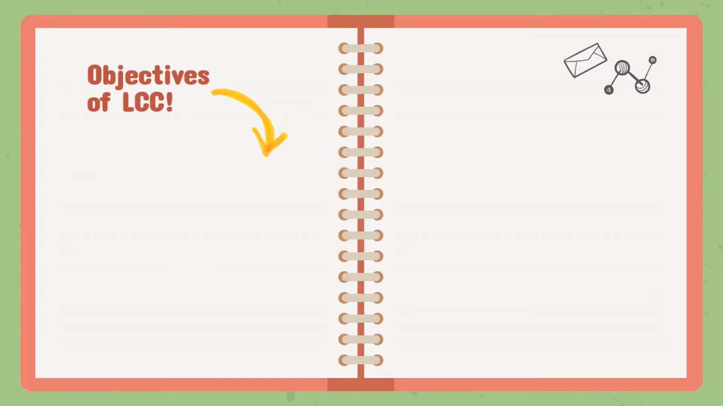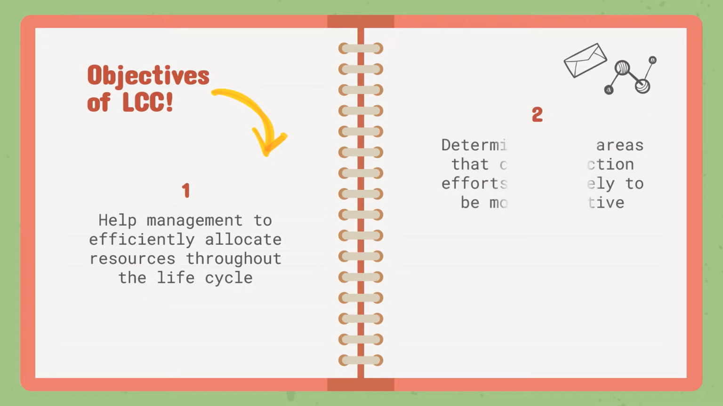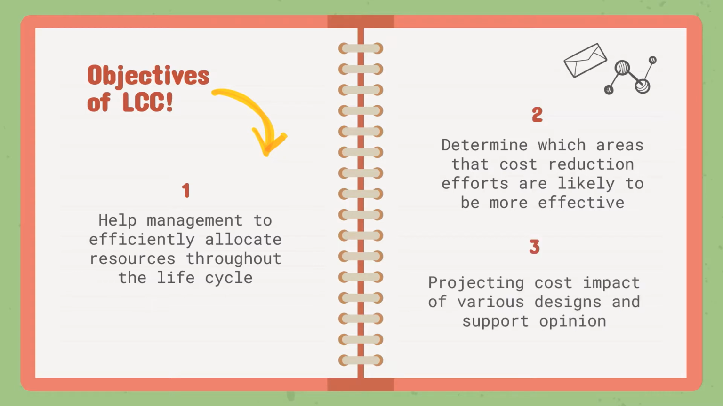Moving on to the objectives of life cycle cost. The first one is to help management efficiently allocate resources throughout the life cycle. This is important to ensure that our organization can achieve its goal. The second one is to determine which areas cost reduction efforts are likely to be more effective. The last one is that they can estimate the cost that we incur based on various designs and support options.